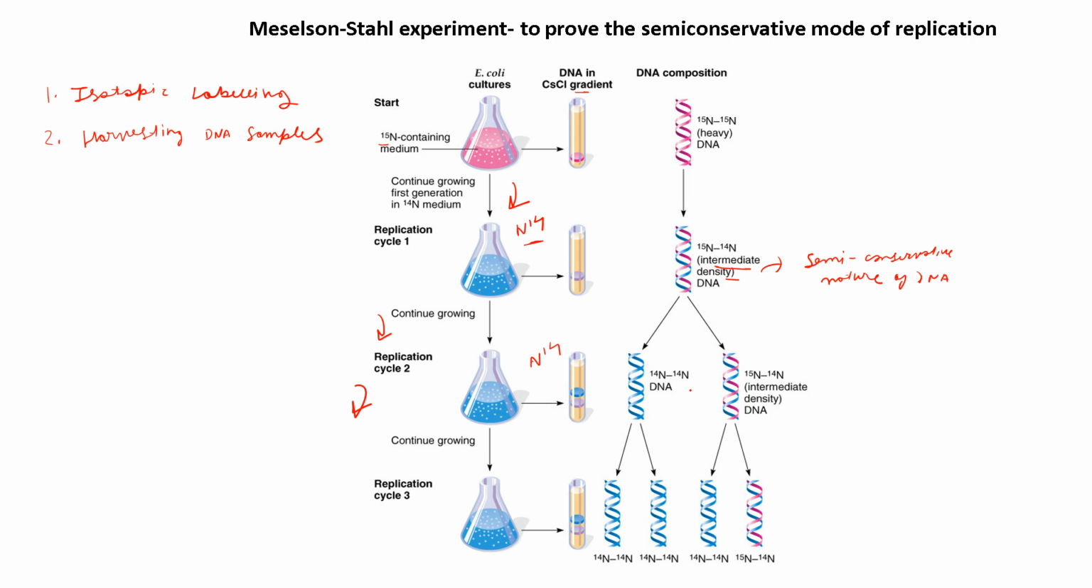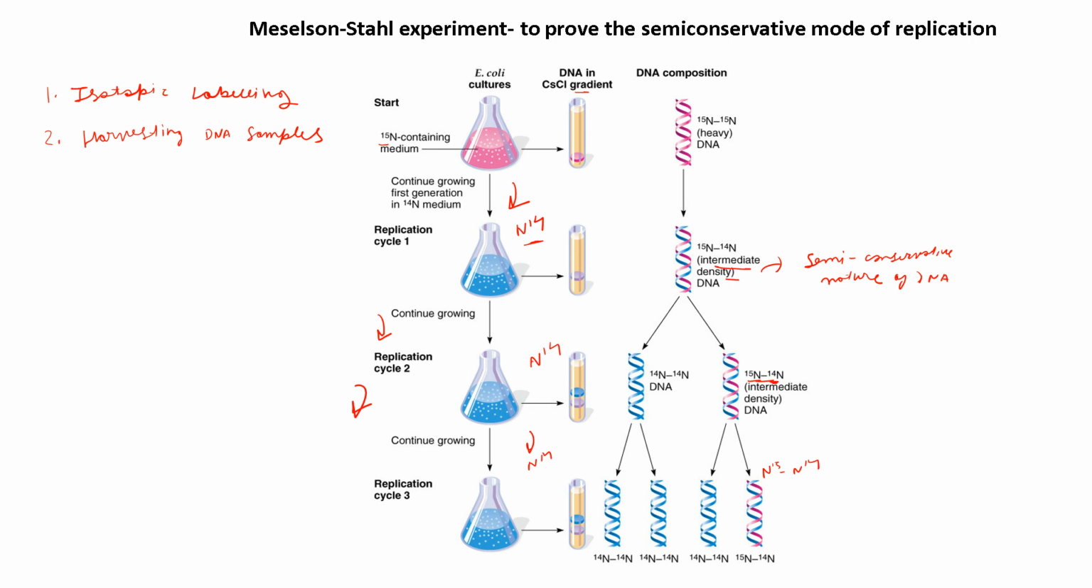You see here also you got the N14 N15. If you grow in another N14 containing medium, here also you got this intermediate band, N15 N14. So you can see it is consistent with what we expected, that is semi-conservative replication.